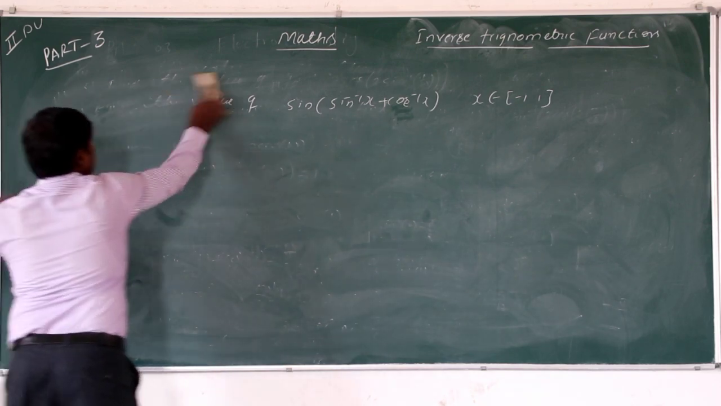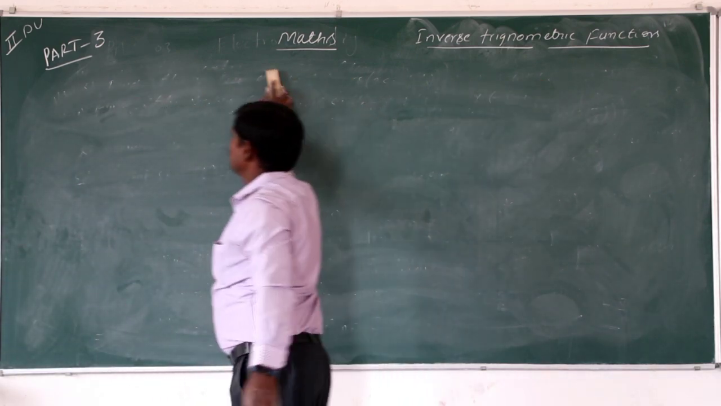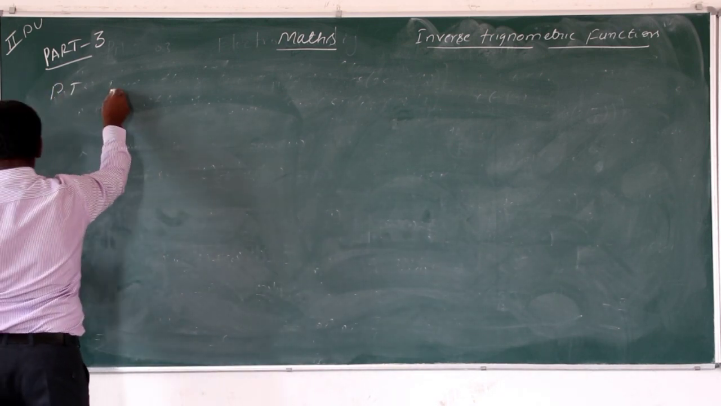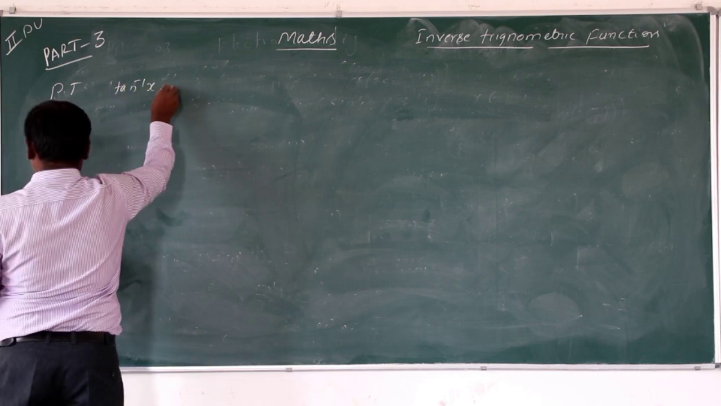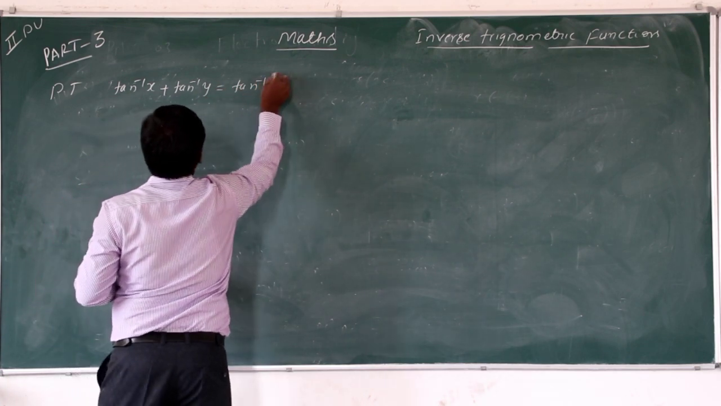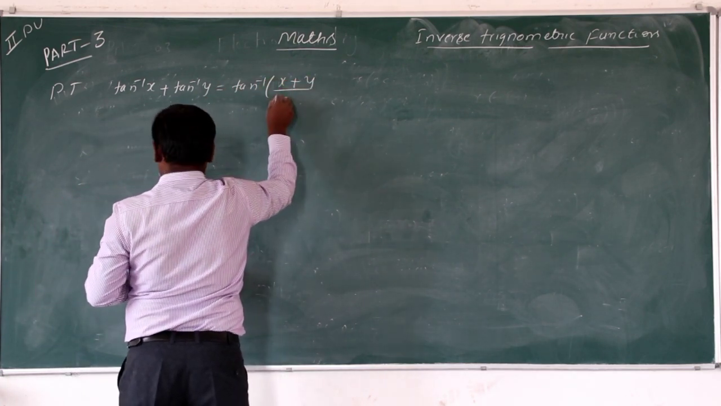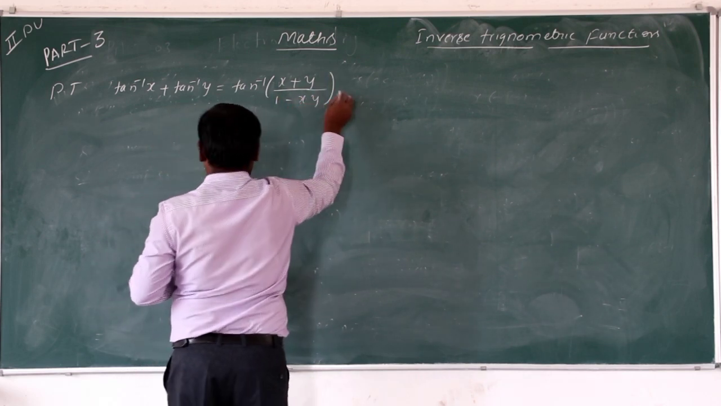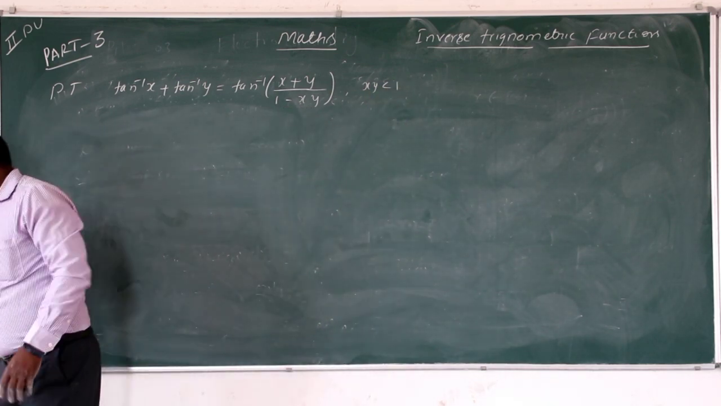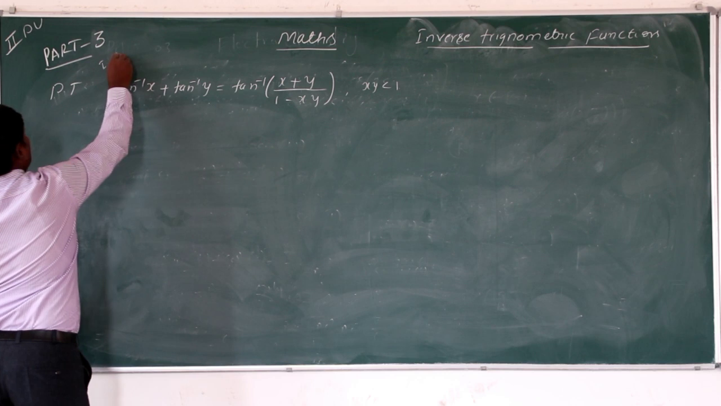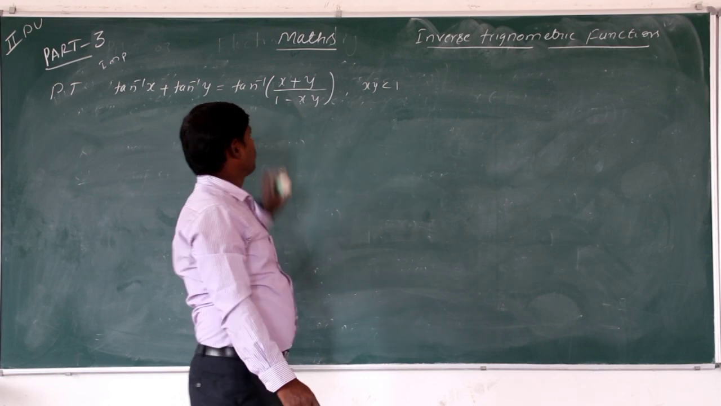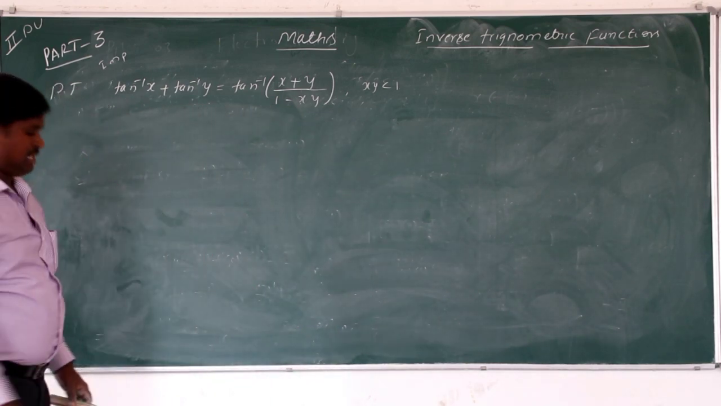Next one, which is important to say. Prove that tan inverse of x plus tan inverse of y is equal to tan inverse of x plus y divided by 1 minus xy, where x into y is less than 1. So, proof.